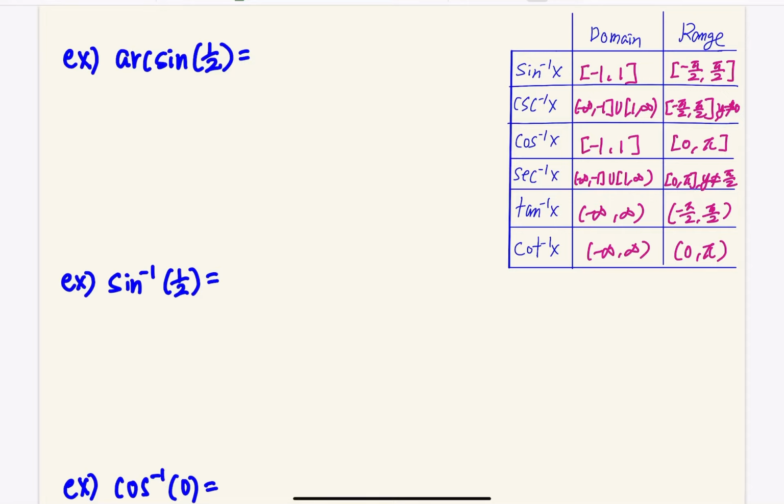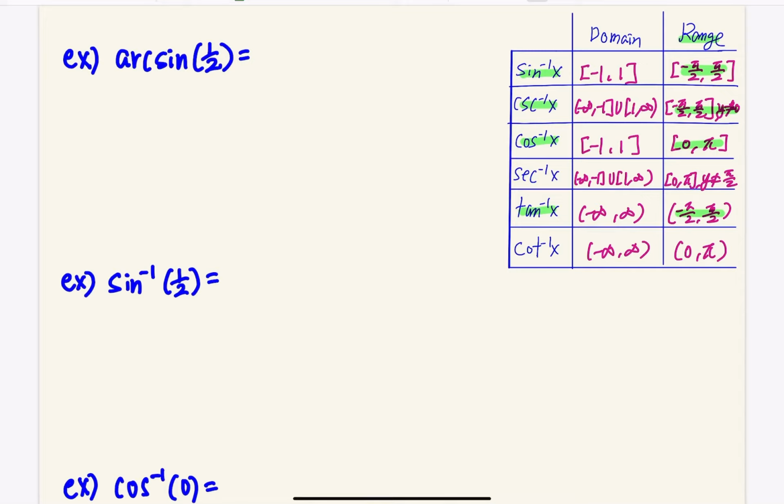In many cases, we use range a lot. So range of sine inverse is between negative pi over 2 and pi over 2. And range of cosine inverse is between 0 and pi. The range of tangent inverse is between negative pi over 2 and pi over 2, but not inclusive. And range of inverse cosecant is between negative pi over 2 and pi over 2, but 0 is not inclusive.